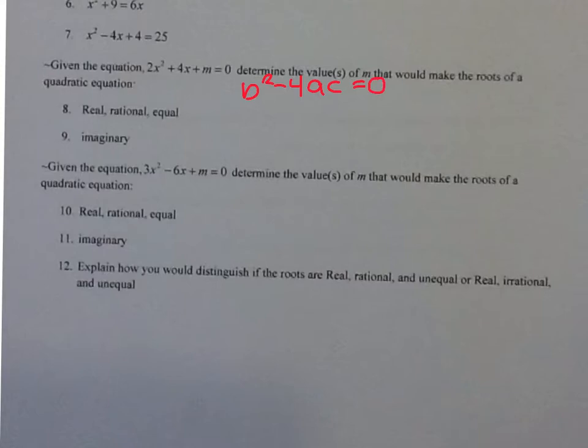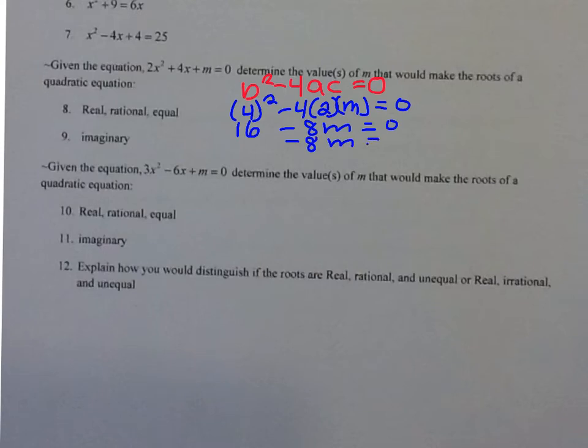Right, so now I'm just going to plug in my numbers. So I have b is 4, so it's 4 squared, minus 4 times a, which is 2. C is your m. That's my constant. That has to equal 0. So we're just going to solve this. 16 minus 8m equals 0. Minus 16, so I get negative 8m equals negative 16. Divide by negative 8, and we get positive 2. So when m is positive 2, my roots will be equal.